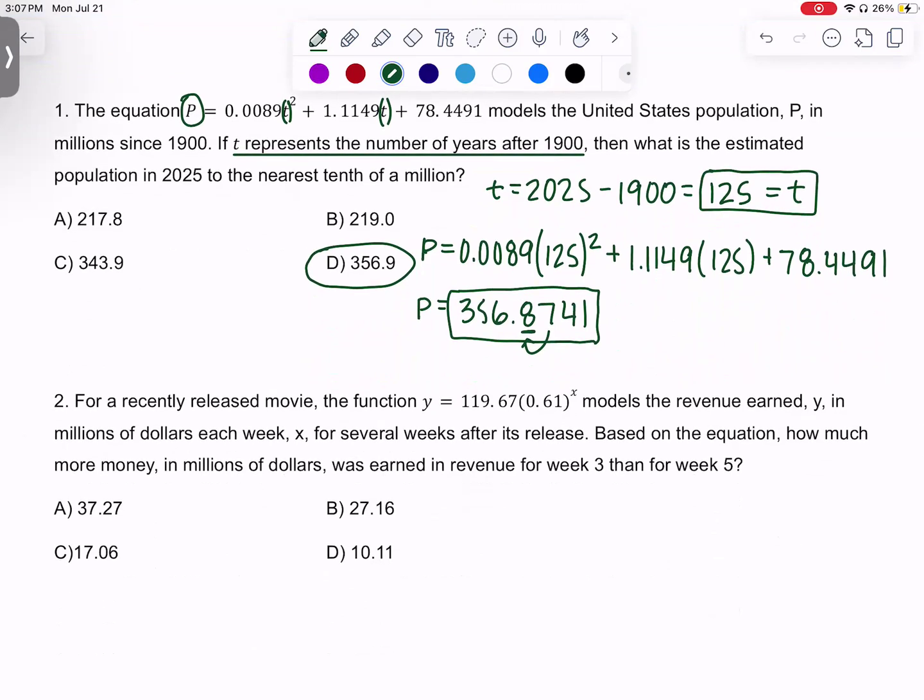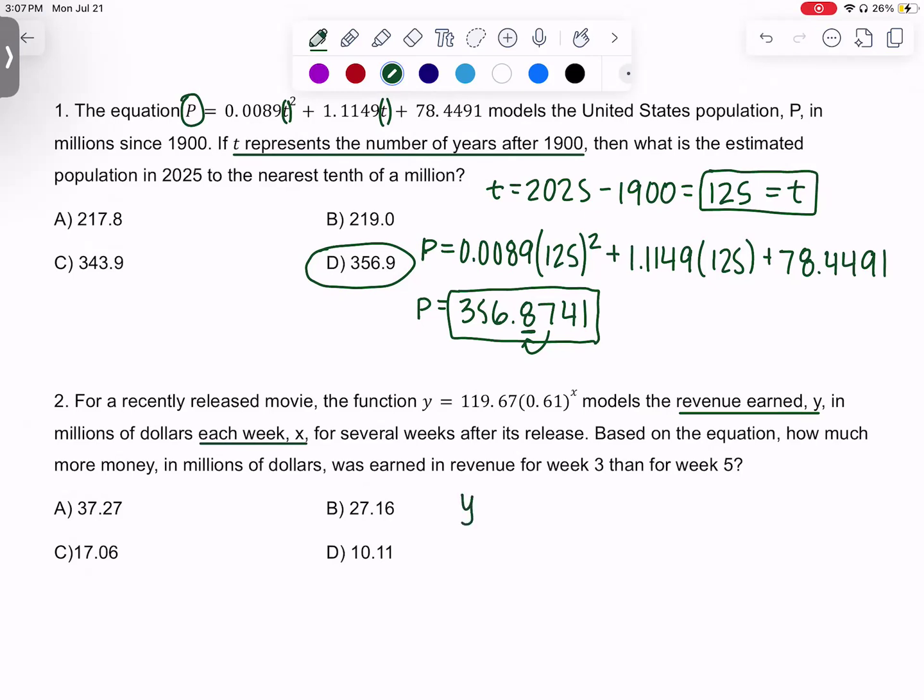Number 2, using the function or based on the equation, how much more money was earned in revenue for week 3 than for week 5? Another one where we have to substitute. Because the equation models the revenue earned, Y. Y is the amount of money earned, the total, over each week X. X is the time period. So when you're using these exponential functions, the exponent represents time. X is time.